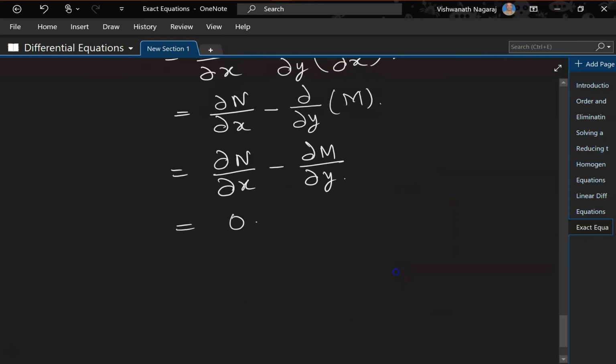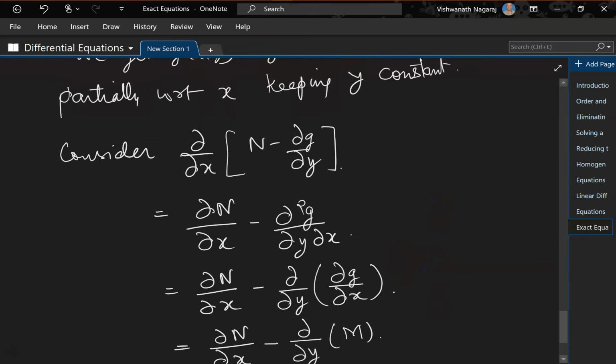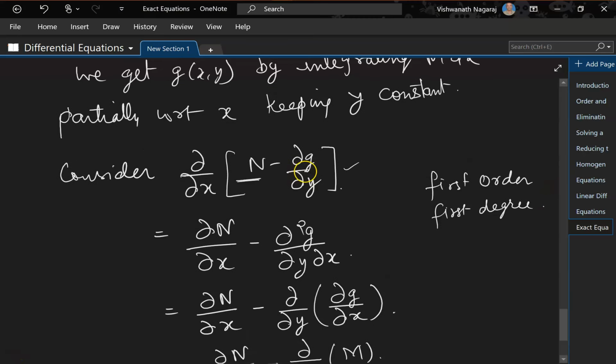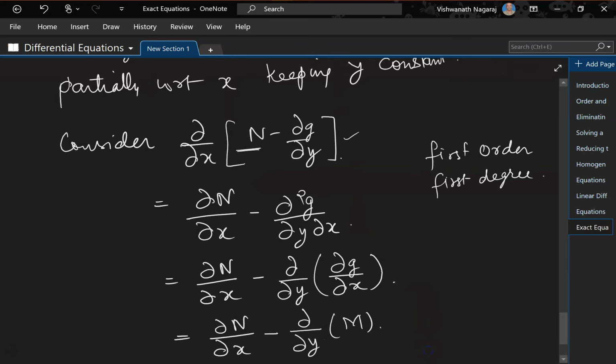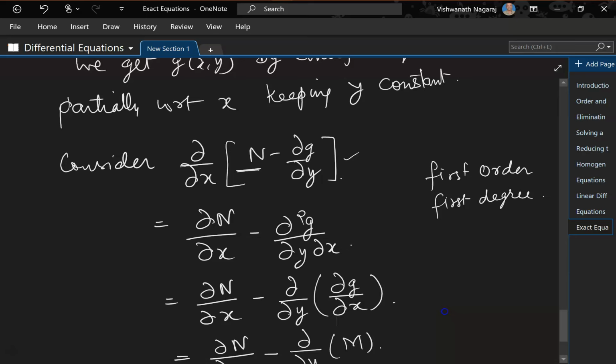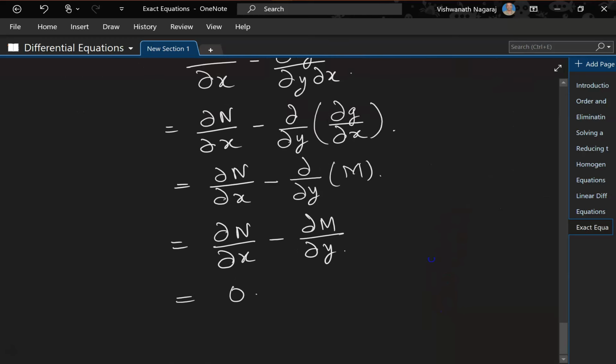Okay, now let's figure out why we are taking this. Remember our equations from the beginning, we are talking of first order, first degree equations, right? So here, if you differentiate a function with respect to y, basically you are treating x as a constant, so all the x's will disappear, which is what we are doing here. Now, how did somebody think of this? I'm sure they would have solved many problems and they might have recognized this pattern.